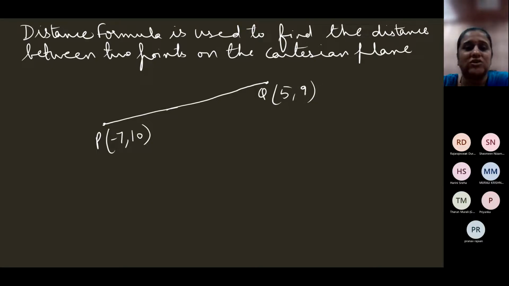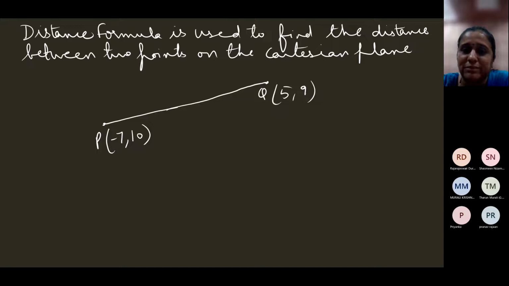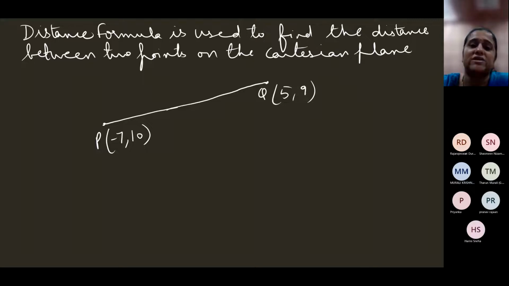The end points are P and Q. You know the address of P. You also know the address of Q. Only then you can use the distance formula to find the distance between P and Q, or the length of the line segment PQ.